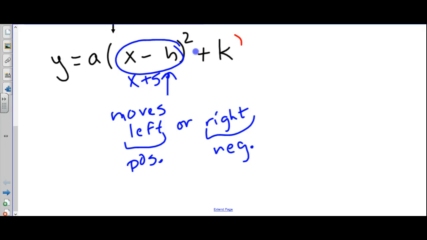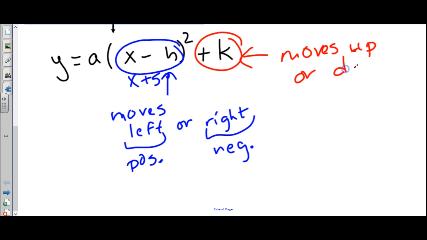Second is k. k will tell us to move the graph up and down. This time, up will be positive, and down will be negative. If you had plus 5, we'd be moving up 5, and if you had minus 3 at the end, it'd be down 3. So the last letter is this letter a, and it serves two purposes.